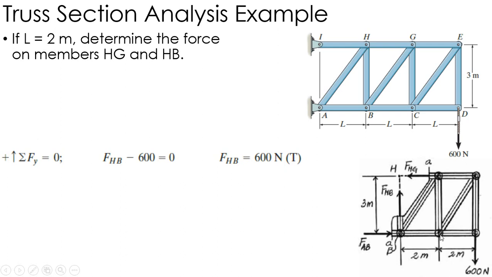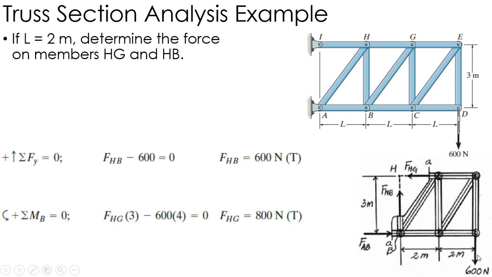Okay? And now I'm going to sum the moments to find HG. I'm going to sum the moments about point B. That way I get rid of FHB and FAB, and the only force I'm going to have in my moment equation is FHG. So I sum the moments about B, and I have 3 times FHG, right? This vertical distance times this horizontal force. That creates a positive moment, so I get 3 times FHG.